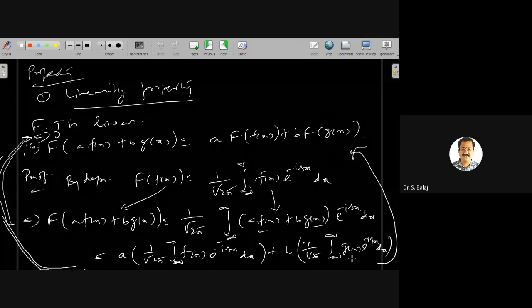After this statement, you can write this one here: the Fourier transform of a f of x plus b g of x is equal to a into the Fourier transform of f of x plus b into the Fourier transform of g of x.